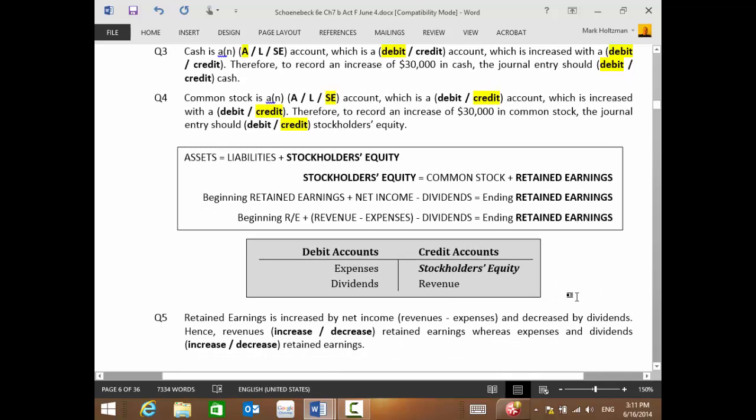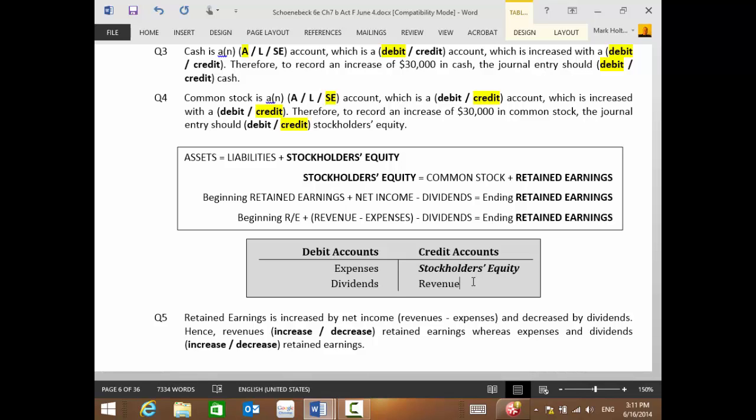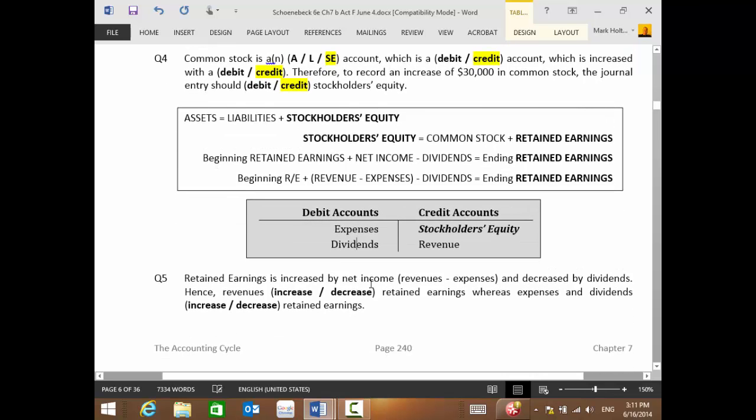So what we would do here is, stockholders' equity is on the credit side, revenues is on the credit side, and what you could say is that expenses or dividends are subtracted from the credit side. But instead, because we don't want to do subtracting, we just want to do adding, we're going to add them to the debit side because they're negative credits. You follow me? Expenses are subtractions from stockholders' equity, so I'm going to make them debit accounts. And dividends are also going to be debit accounts.